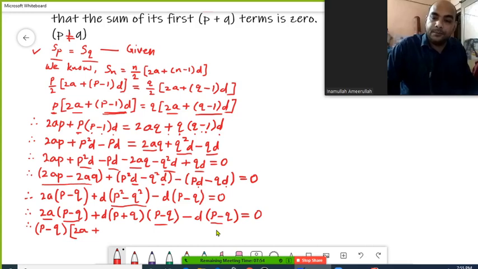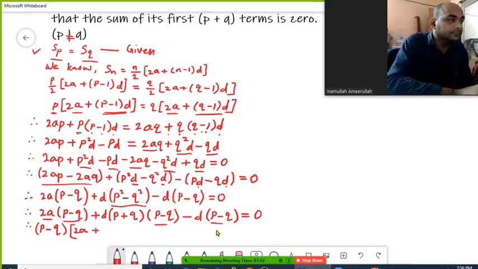When you take out p minus q as a common factor, you will be left with 2a plus d into p plus q minus d. So from this, we have d into bracket p plus q, and from this term we have only minus d. This p minus q is taken out as a common factor, and this is equal to 0.